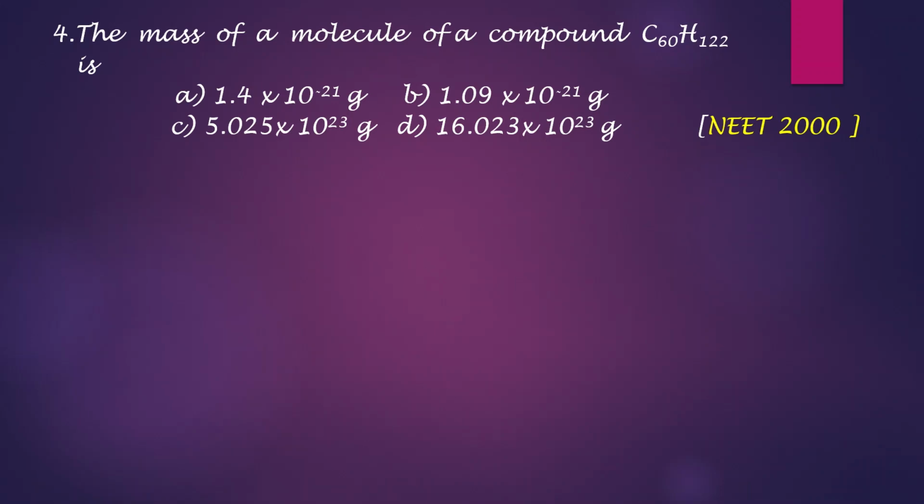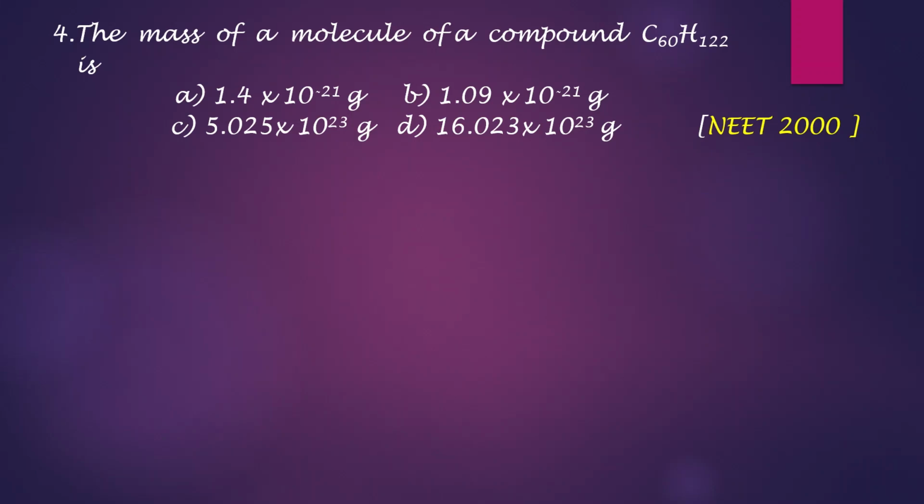Question number 4. The mass of a molecule of a compound C60H122 is A 1.4 into 10 power of minus 21 gram, B 1.09 into 10 power of minus 21 gram, C 5.025 into 10 power of 23 gram, D 16.023 into 10 power of 23 gram. Dear friends, this question was asked in NEET 2000 examination.